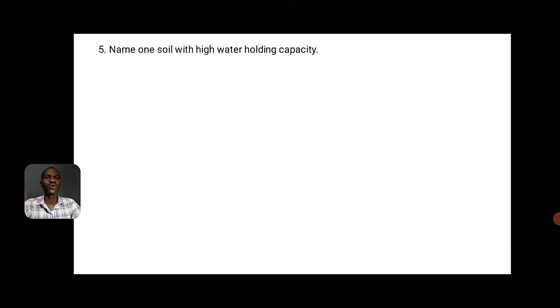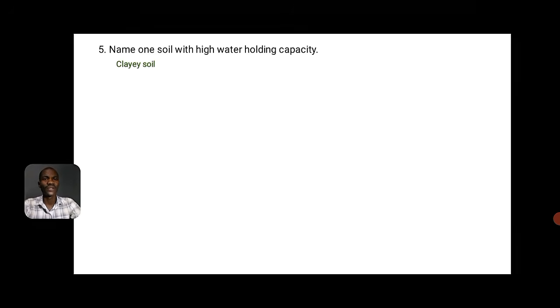Number five, name one soil with high water holding capacity. Clayey soil. That is the answer. Clay has little pore, it has fine sand, it has a cohesive binding force that holds it together. So clay soil has the capacity to hold water, and that's one of the reasons they use clay in making the old water containers that we used in those days, like the ikoko. They use them for making pots of soup and a jar of wine and so forth.